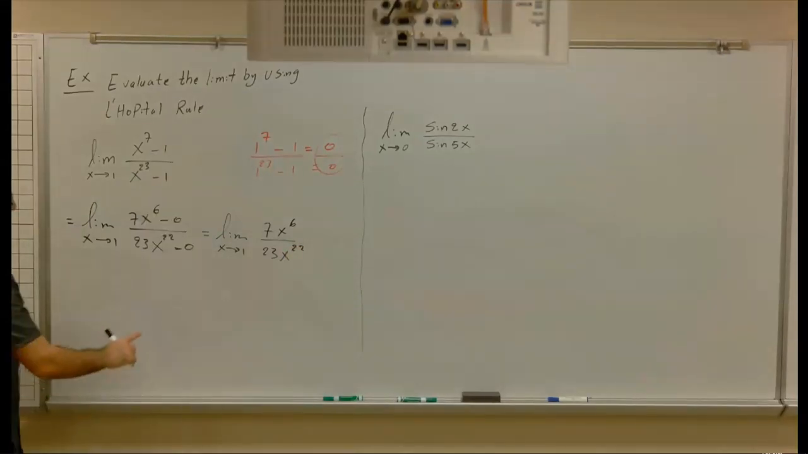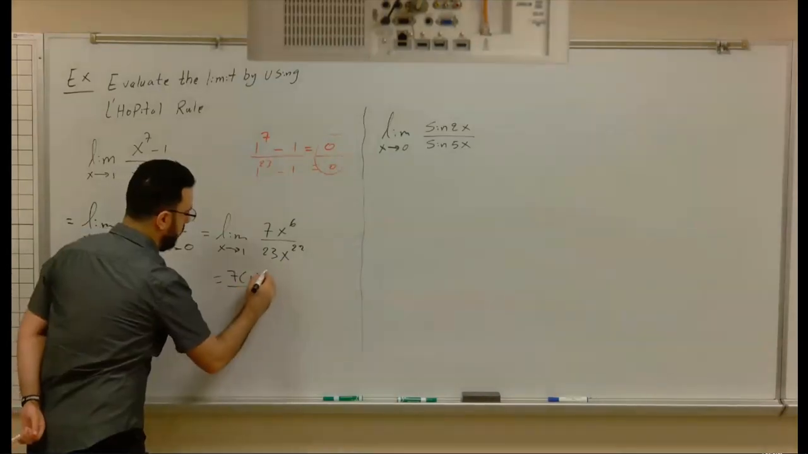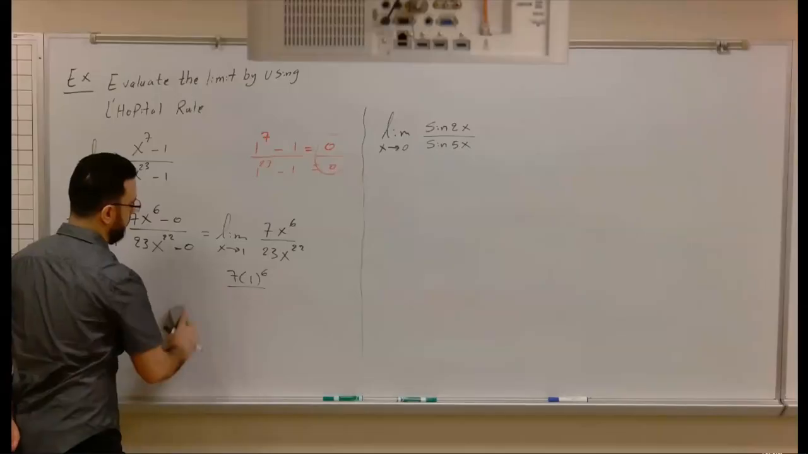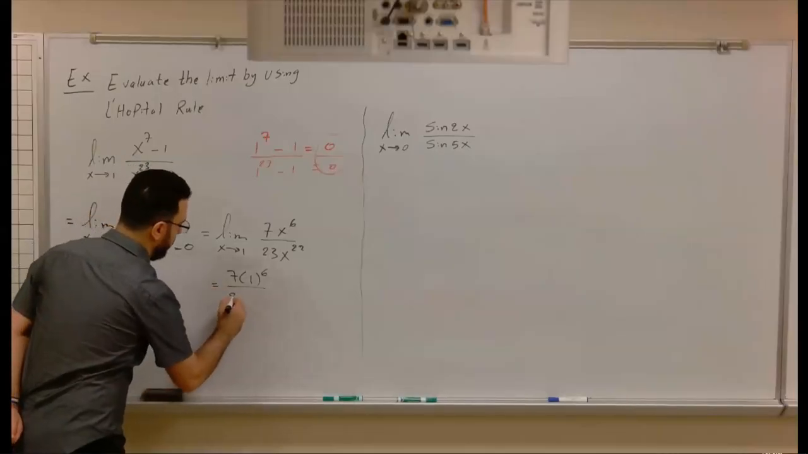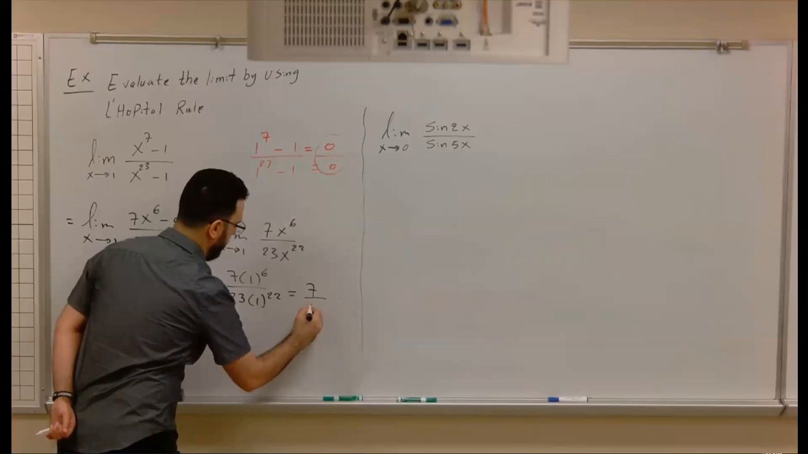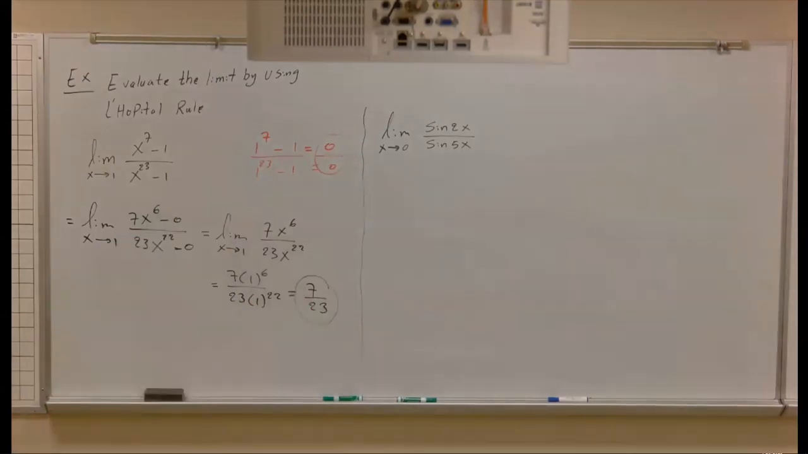I cannot plug in 1 here. It's going to be 7 times 1 to the power 6 over 23 times 1 to the power 22. And the result is going to be 7 over 23. So here is the limit by using the L'Hopital rule.